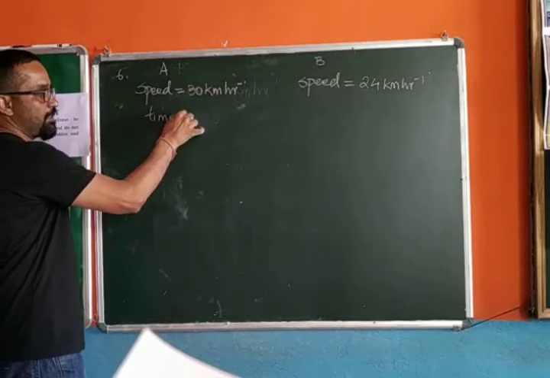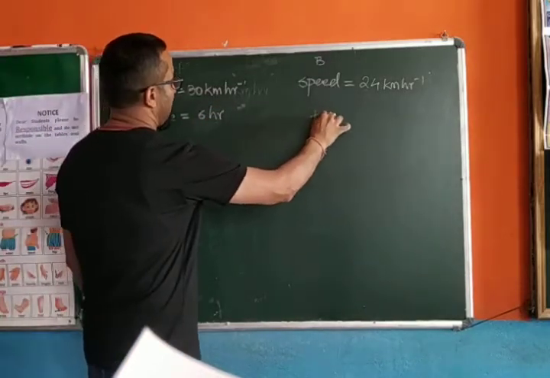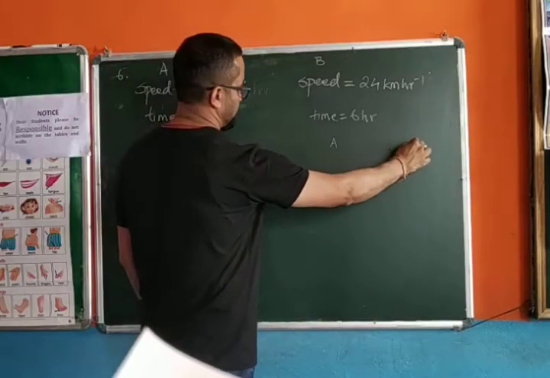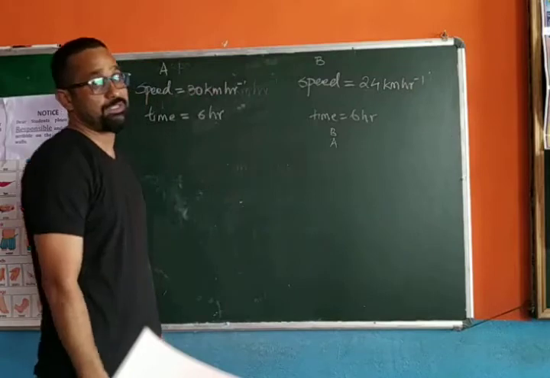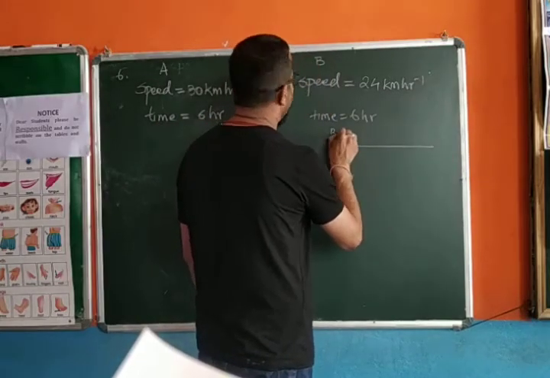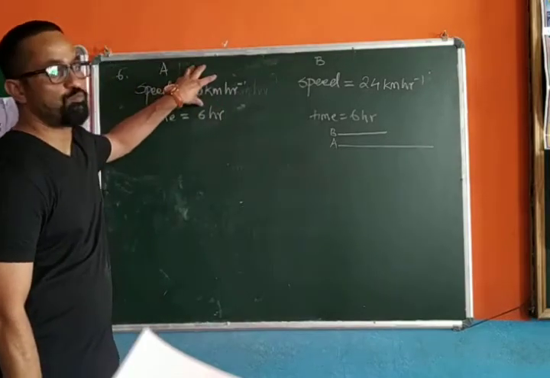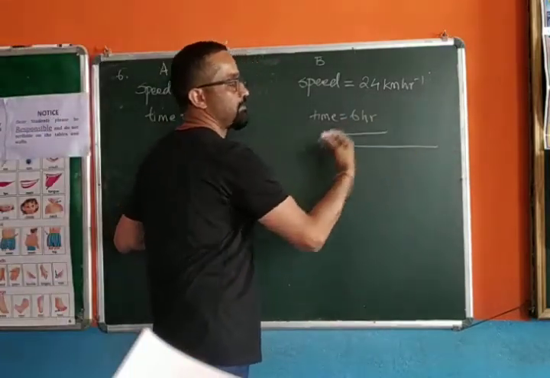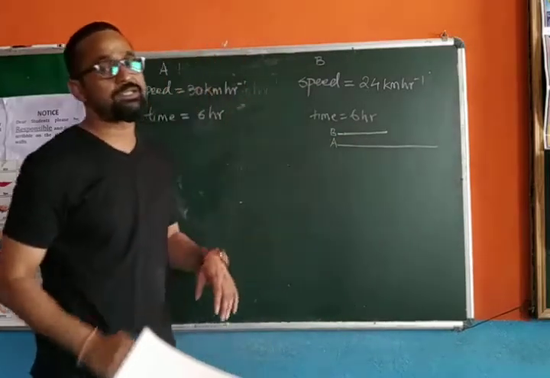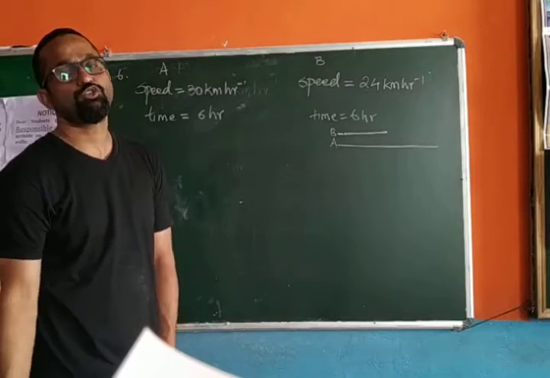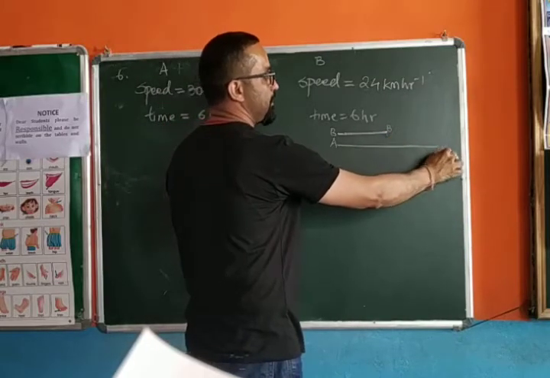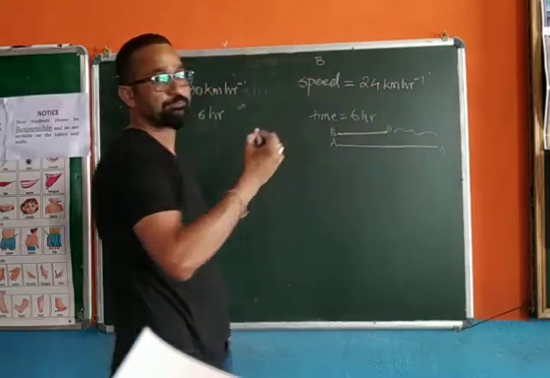Time is given, which equals 6 hours. Time for B is also 6 hours. They are starting from the same point. The question says they move in the same direction. And as the speed of A is more, A will travel a longer distance. Speed of B is less compared to A, so B will travel less distance. You need to calculate the distance between them. So after 6 hours, B reaches here, A reaches here. You need to calculate this distance.